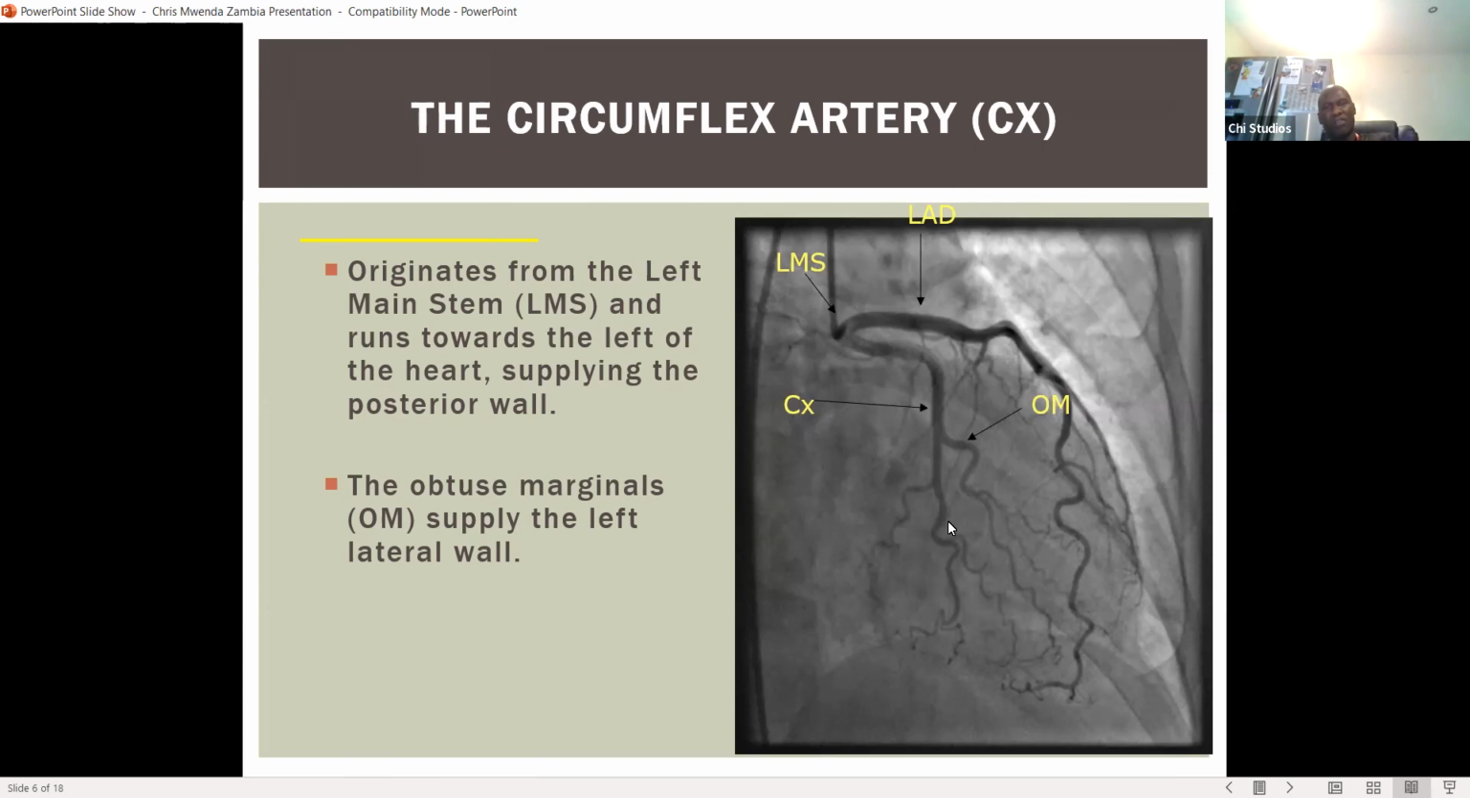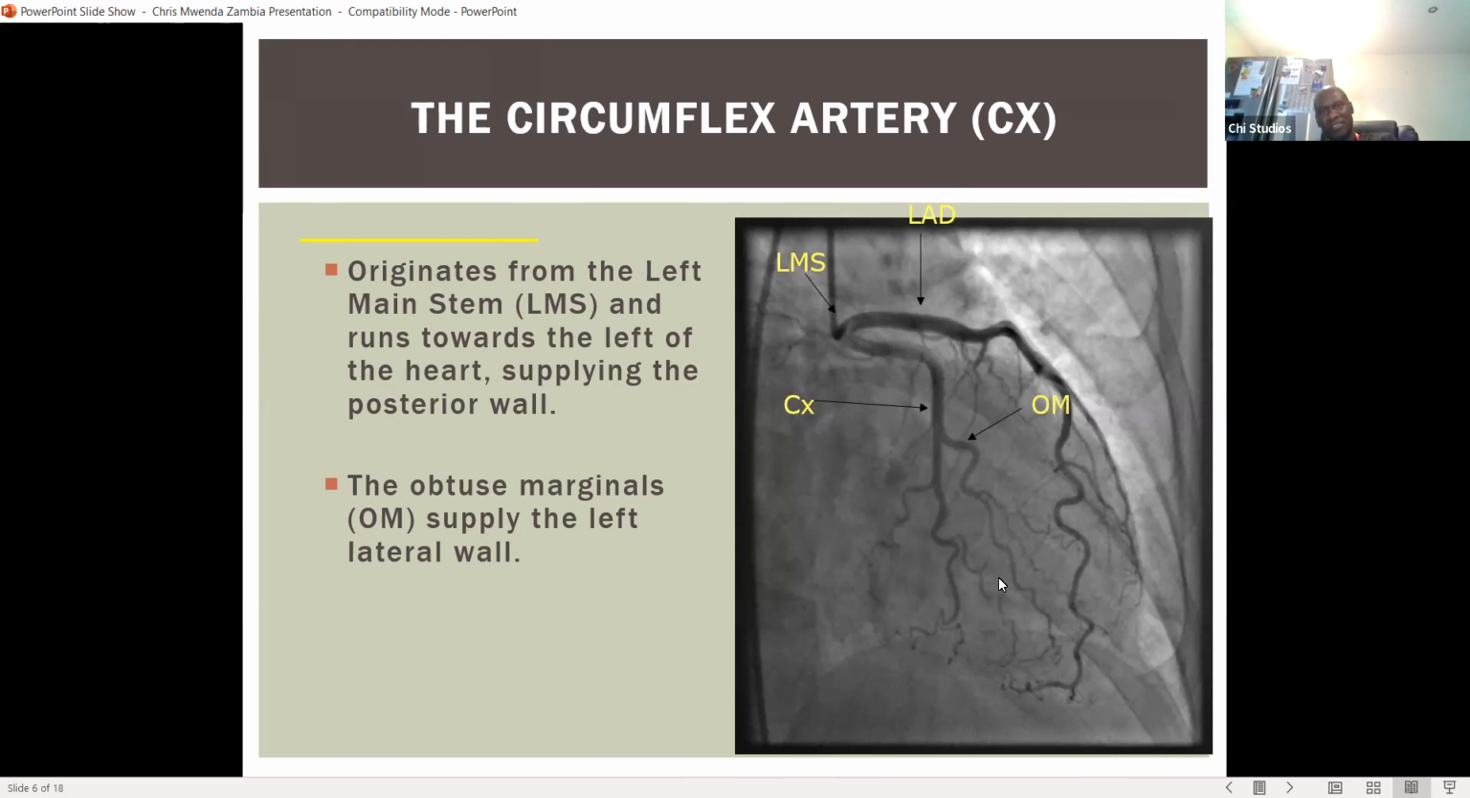This is an angiogram of a normal angiogram per se. And we have got the obtuse marginals. We call them OM. They supply the lateral wall of the heart. These are the ones.